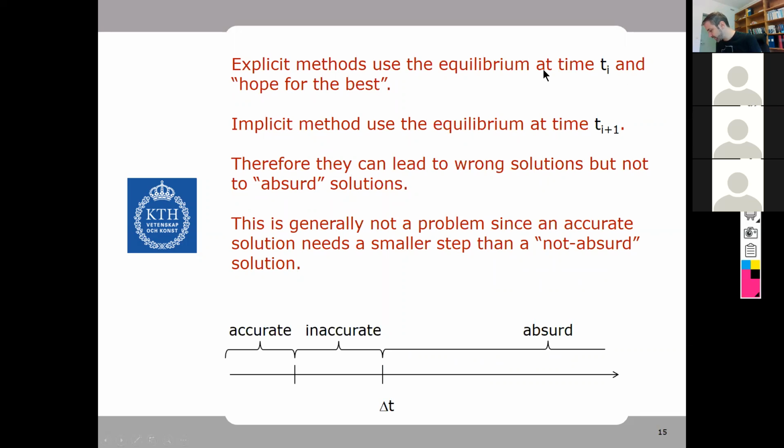As I have mentioned a million times now, explicit methods use the equation of motion at the time that we have already calculated and hope for the best. Implicit methods impose the condition that the equilibrium needs to be fulfilled wherever we land at the next time step. Okay? If we choose a delta t that is too large, both methods will lead to wrong solutions.